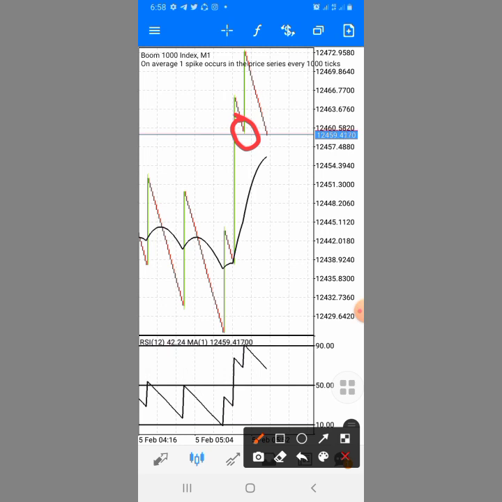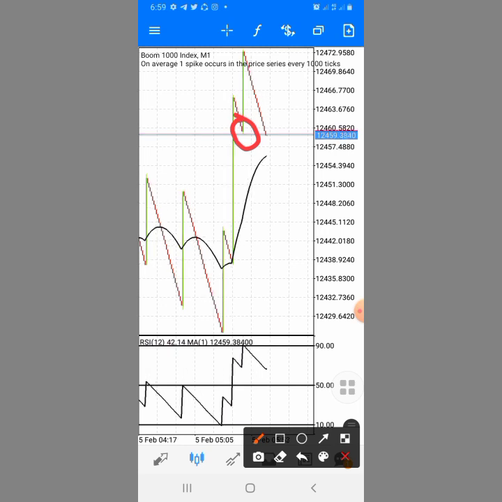Look at what's happened here. This is that kind of level. See this level here? You see what happened here? The market came to that level, and what happened? A spike happened. So if you see such a level, take note. Something can happen.